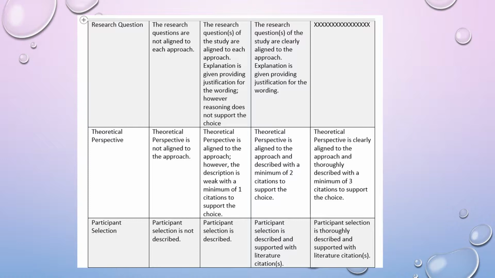Your theoretical perspective could be the same for all 3 studies, because sometimes we're looking through the same lens just in a different way that we want to find out about the study. And so as long as it makes sense, I'm okay with the theoretical perspective being the same for all 3. Your participant selection needs a description and why you are choosing those participants. Be sure to give your literature citations backing up why you are choosing the participants for that particular approach.